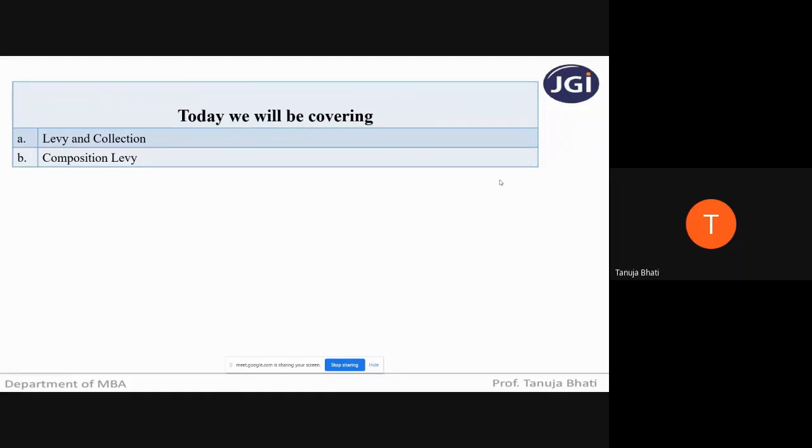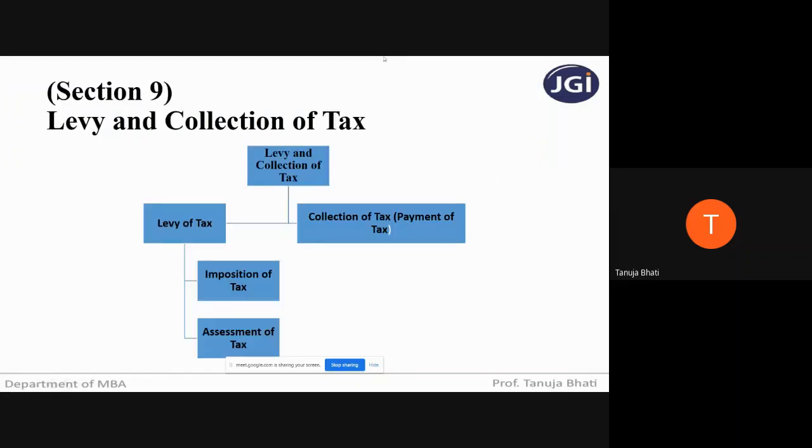So students, we have seen what is the scope of supply under section 7. We have seen what is composite and mixed supply under section 8. Today we will be seeing levy and collection of tax, which is covered under section 9. So section 7 is scope of supply, section 8 is composite and mixed supply, and section 9 is levy and collection of tax. The complete levy and collection of tax is covered under section 9 of the CGST Act 2017. Now let me explain to you what is levy and collection of tax.